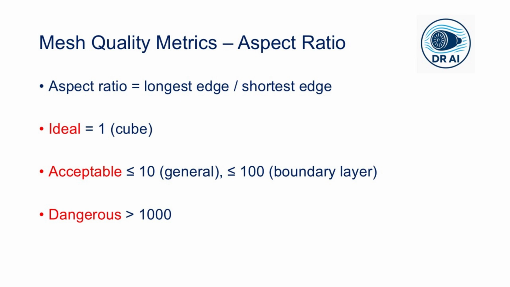A bad mesh will ruin even the best discretization. Here are the three metrics you must check. First is the aspect ratio. Ratio of the longest edge to the shortest edge in a cell. Ideal value is 1, which represents the cube. Acceptable is less than 10 for most flows, and less than or equal to 100 in the boundary layers where flow varies only in one direction. And it is dangerous when the aspect ratio is greater than 1000, the solver may diverge.